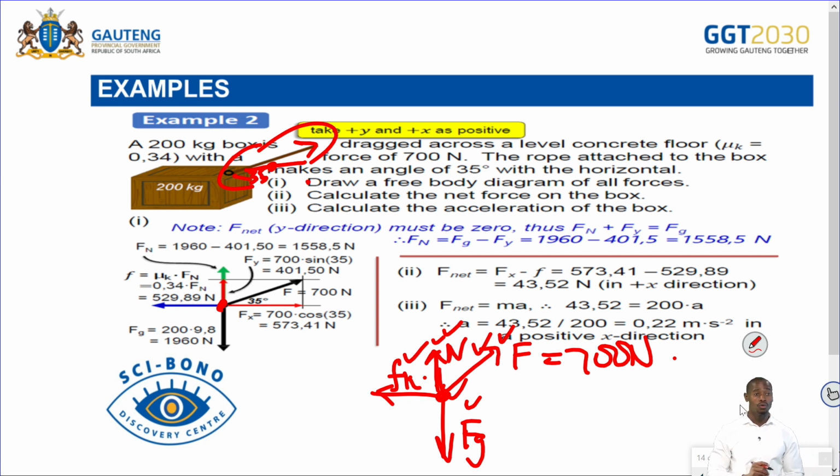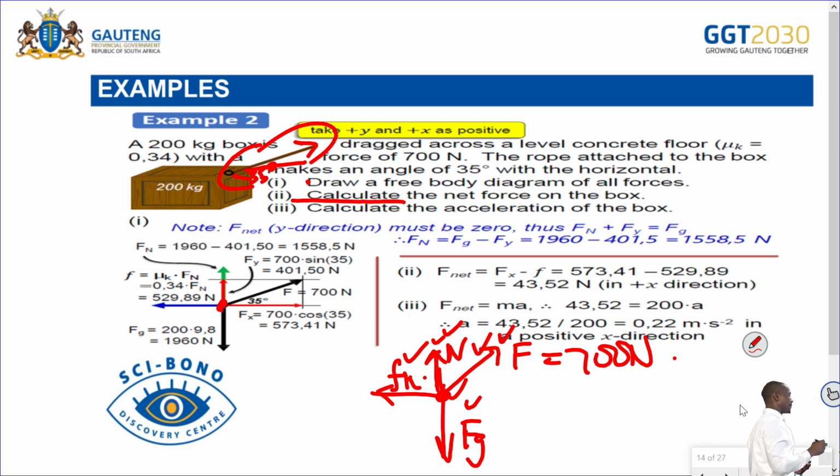But for you to be able to do your Roman figure 2 correctly, calculating the net force on the box, after drawing this correct free body diagram, what is it that you need to do? For you to answer this question, this force is applied at an angle, right? So resolve that force into its components.